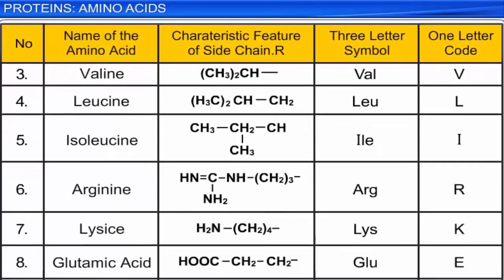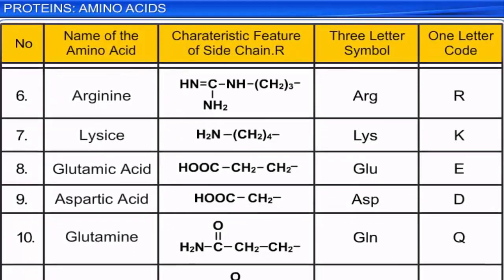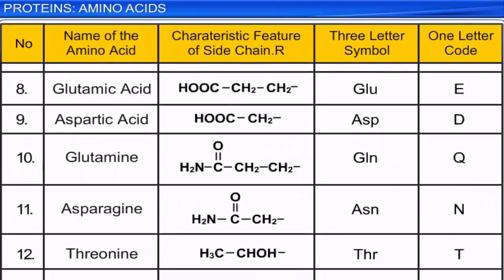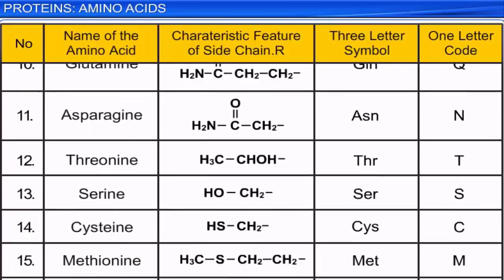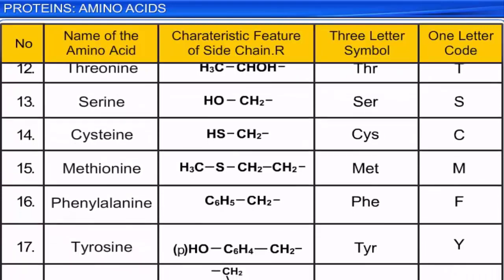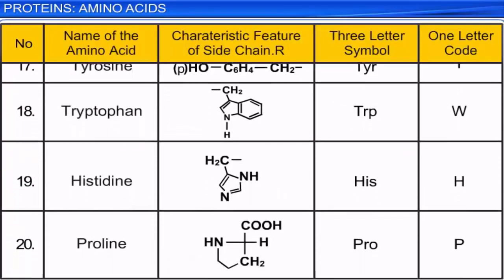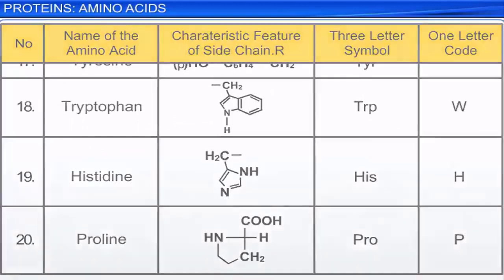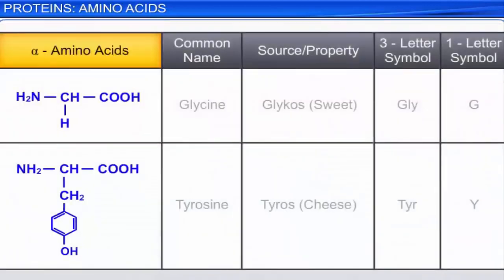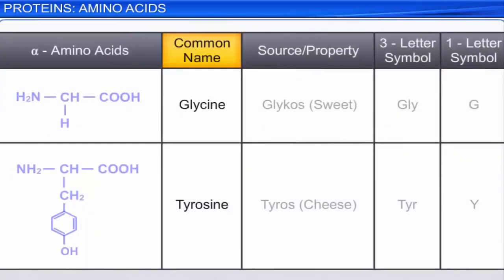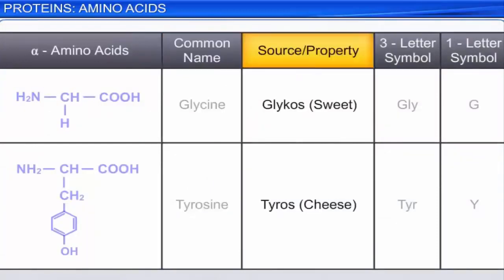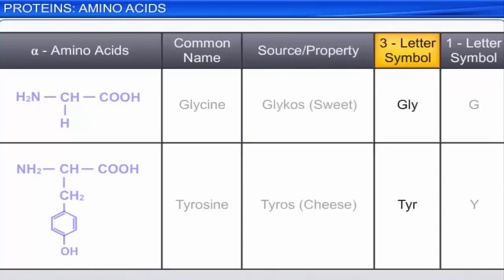There are 20-odd alpha amino acids, as shown in the table. In nature, 20-odd different amino acids combine in different ways to form different protein molecules. Every alpha amino acid has a common name. These common names reflect either the source or the property of that compound. Alpha amino acids are usually represented by a 3-letter symbol and sometimes by a 1-letter symbol.